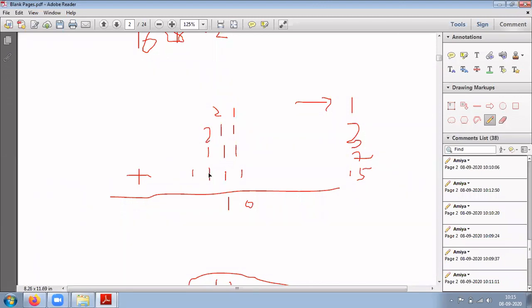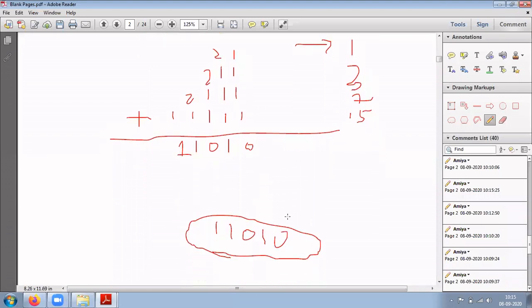2 plus 1 plus 1, how much is that? 2 bundles and 0 remaining. Yes. 4 means 0 remaining here and 2 bundles here. Then 2 plus 1 is 3. From 3, how many bundles will be made, how many will remain? 1 bundle and 1 remaining. So that 1 comes here. So 1 1 0 1 0. So this answer is correct.